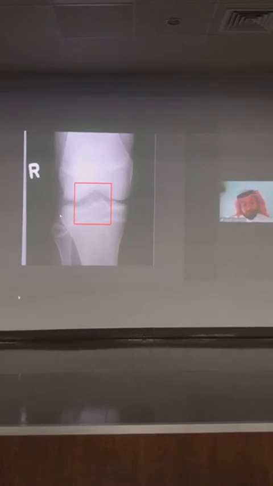So the tibial spine avulsion fractures, they're not easy to pick up. So whenever you report plain films, have a very good and close look at those tibial spines, just to make sure that this patient doesn't have a tibial spine avulsion injury.